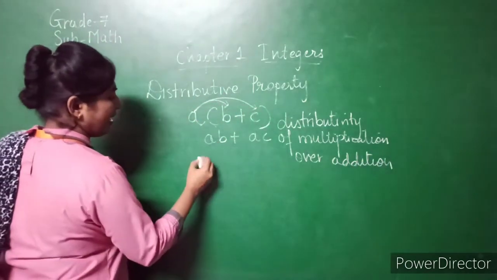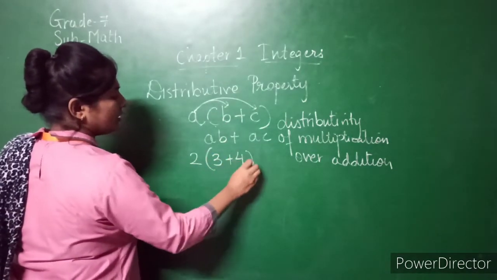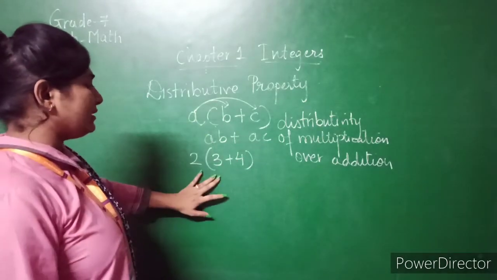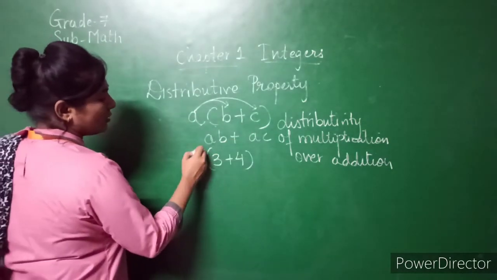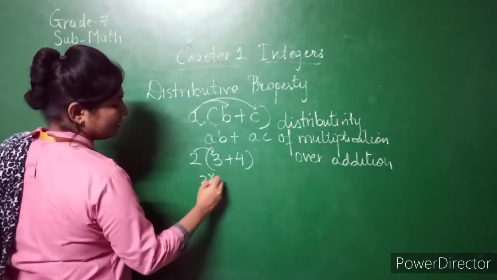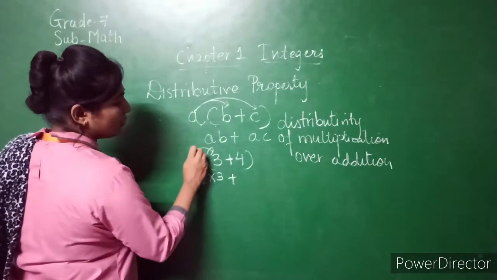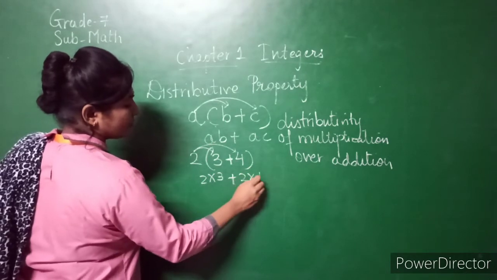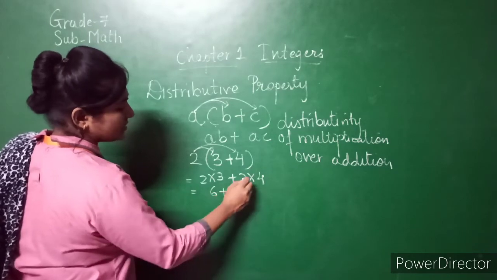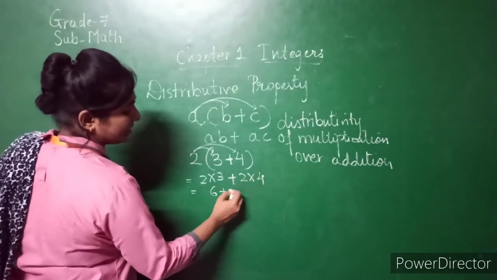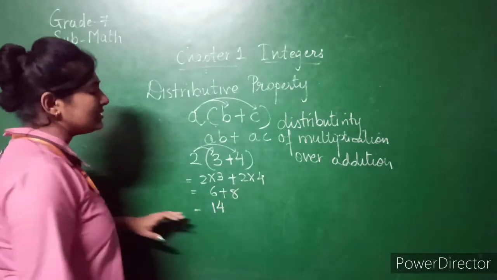Suppose here A is 2 and here 3 plus 4. So A is equal to 2, B is equal to 3 and C is equal to 4. Here this number is given instead of this alphabet. So we have to multiply 2 with 3, put a plus sign because plus is there, and 2 into 4. So 2 3s are 6 plus 4 into 2, that is 8. So 6 plus 8 is 14. So our answer is 14.